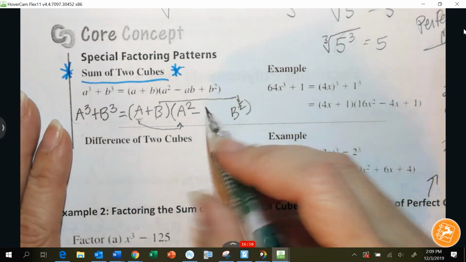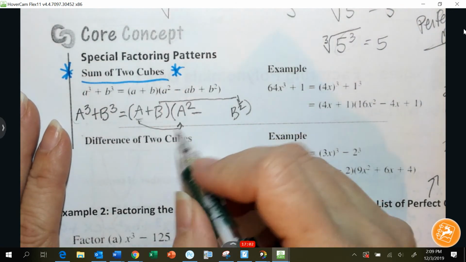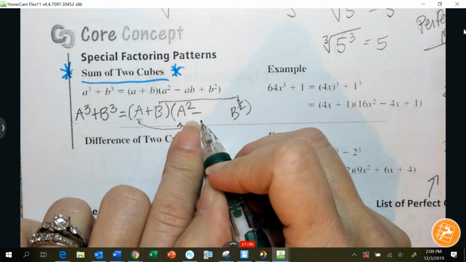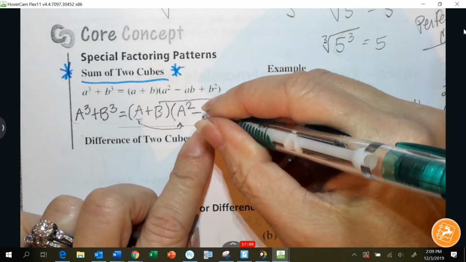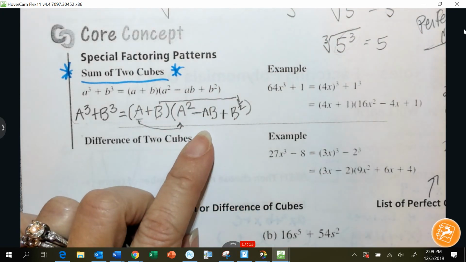Then you always use a subtraction, and you multiply together a and b. And then this will be a plus sign here. So it's a squared minus ab plus b squared.